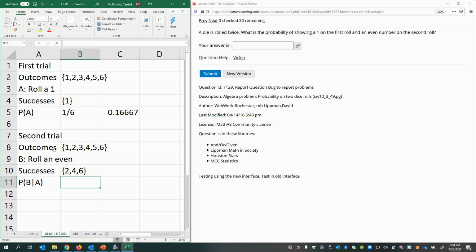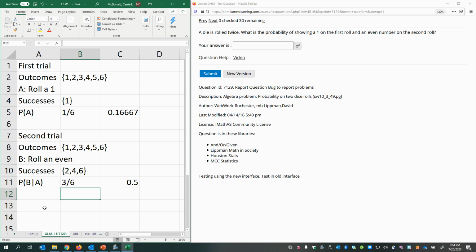But since these are independent trials, you don't take that side off the die after you roll it on the first. So there are 3 out of 6 possible ways that I could get a success on the second trial. So we know that's 0.5.